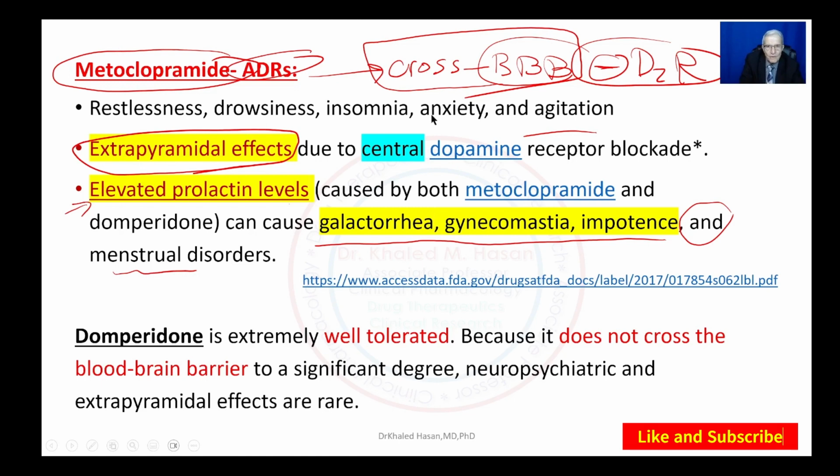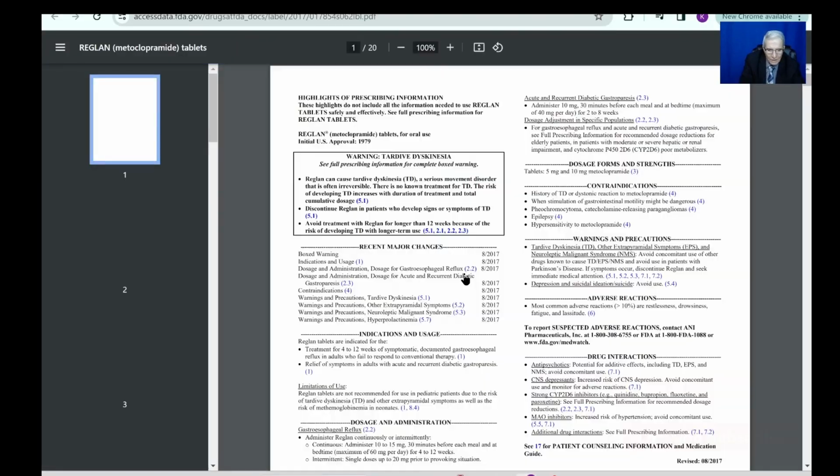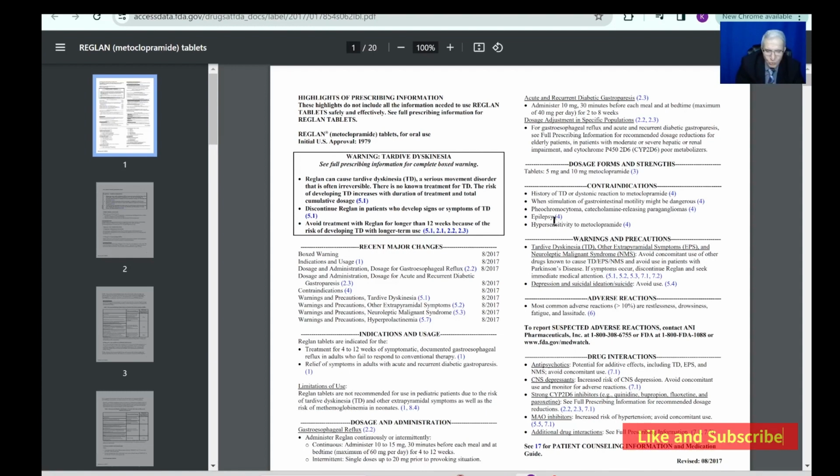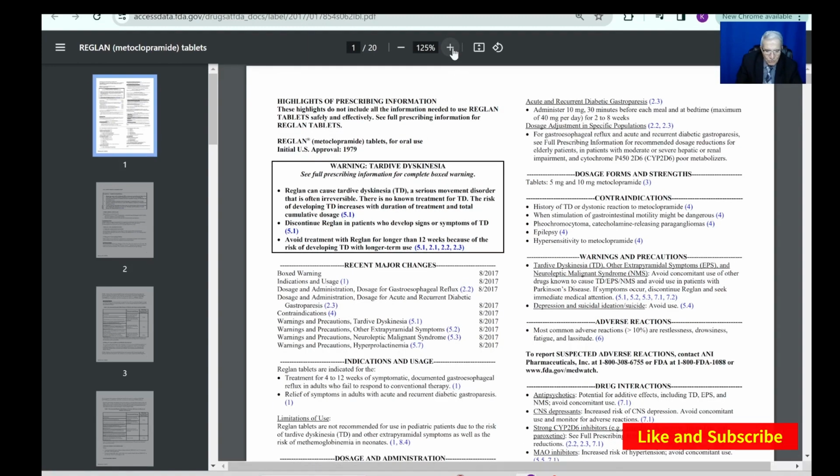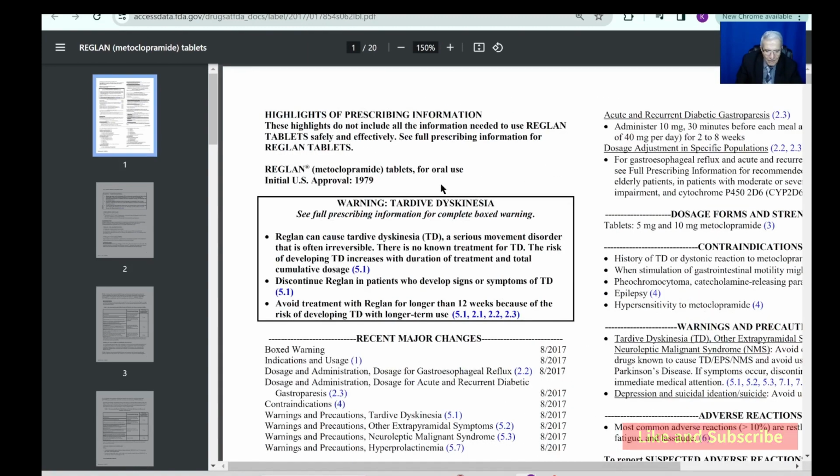So if you click on the link here, maybe I can share with you what happened there, so we can look at the metoclopramide information leaflet. I will try to focus on the side effects for this medication and the clinical use. This one is like 20 pages for metoclopramide, Reglan. So you can see it here with the maximize. We have it for oral use tablets. You can see it together.